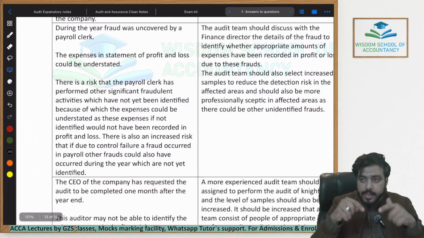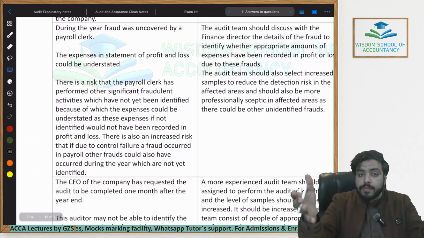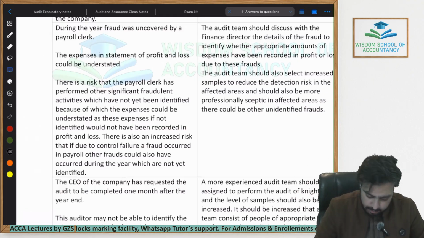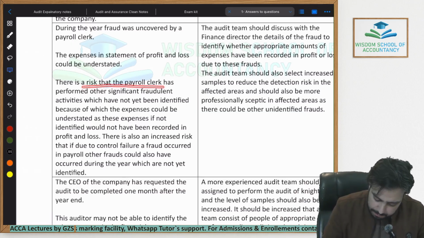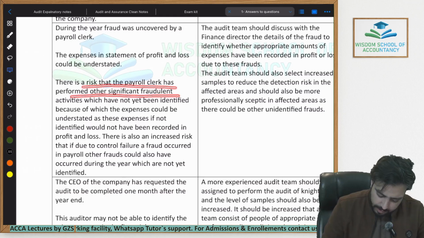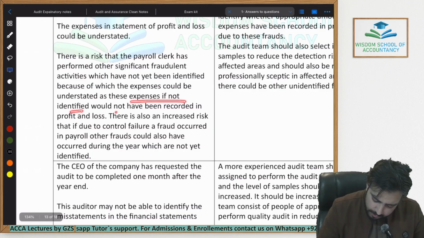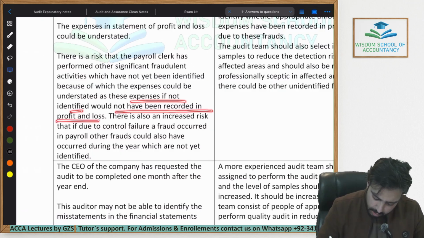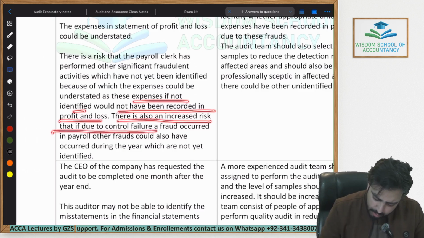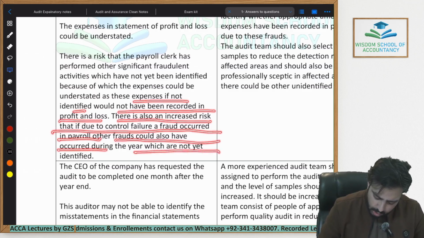Why am I thinking that? All of the explanation that I just gave for why I'm creating this risk is basically the explanation itself. There is a risk that the payroll clerk has performed other significant fraudulent activities which have not yet been identified, because of which the expenses could be understated, as these expenses, if not identified, would also not have been recorded within profit and loss. There is also an increased risk that if due to control failure a fraud has occurred in payroll, other frauds could have also occurred during the year which are not yet identified.